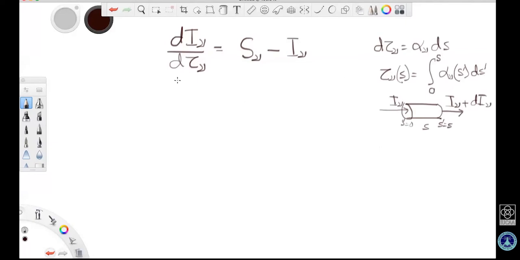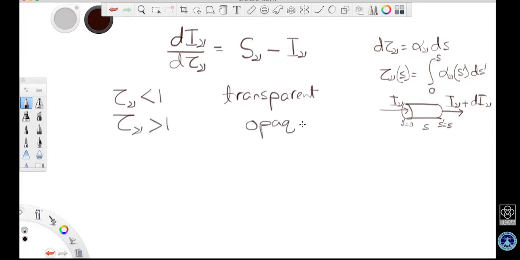Now I'm going to call this matter transparent when tau nu is less than 1. And when tau nu is more than 1, I'll call it opaque. Okay. Now this equation, as you can see, it's not a very difficult differential equation.